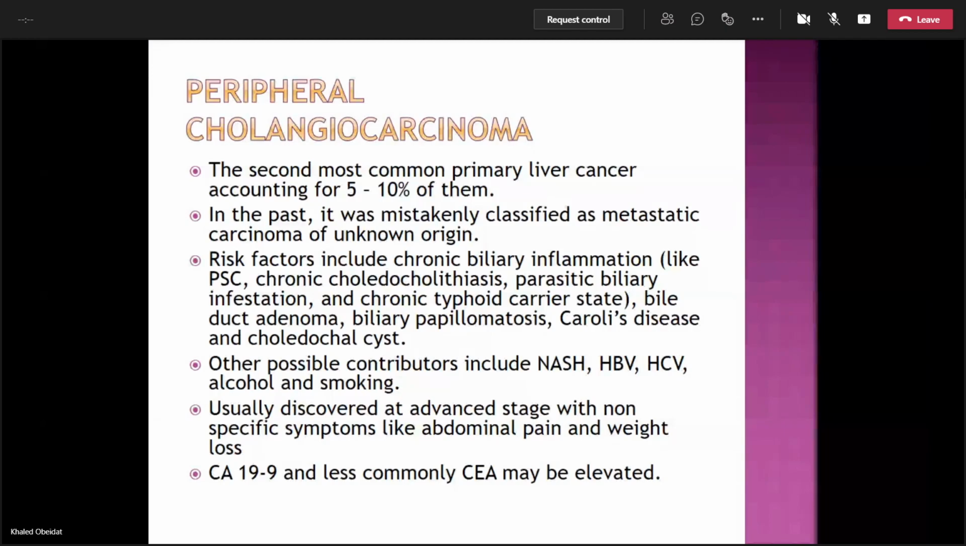Risk factors for cholangiocarcinoma include anything that causes chronic biliary inflammation, like primary sclerosing cholangitis, cholelithiasis, parasitic biliary infestation, Caroli's disease, choledochal cyst, bile duct adenomas. Cirrhosis and hepatitis increase the risk of cholangiocarcinoma, but not in a similar pattern as HCC.